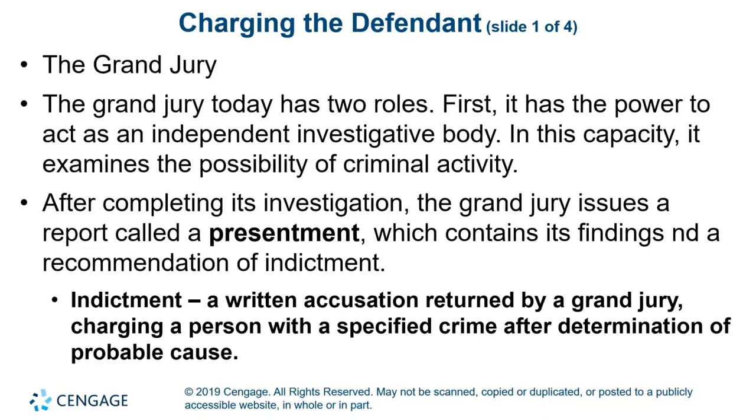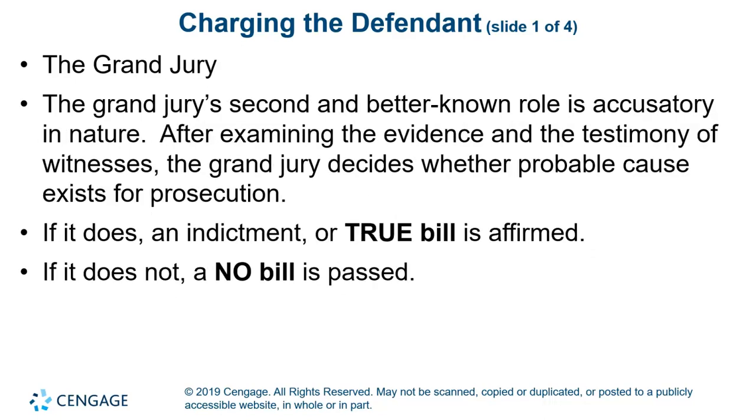So a little more on the grand jury. The grand jury today has two roles. First, it has the power to act as an independent investigative body. In this capacity, it examines the possibility of criminal activity. And after completing the investigation, the grand jury issues a report called a presentment, which contains its findings and a recommendation of indictment. And I already gave you the definition of an indictment.